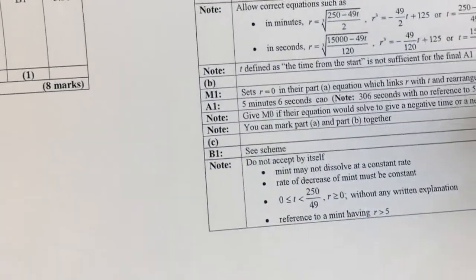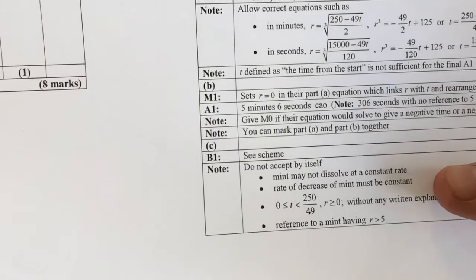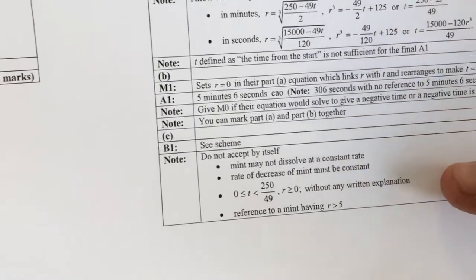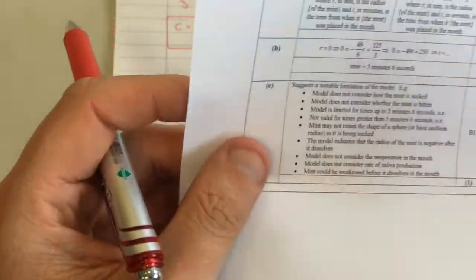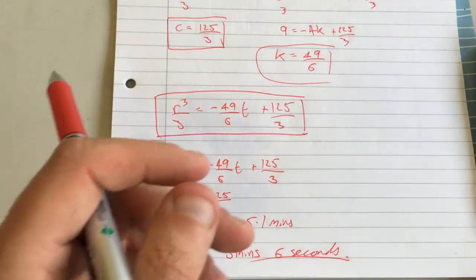Okay, so you can't accept "may not dissolve at a constant rate", you've got to give a reason. Do not accept "rate of decrease must be constant". You can accept these with some of this other stuff, but it needs to really be linked into the context of a mint dissolving.